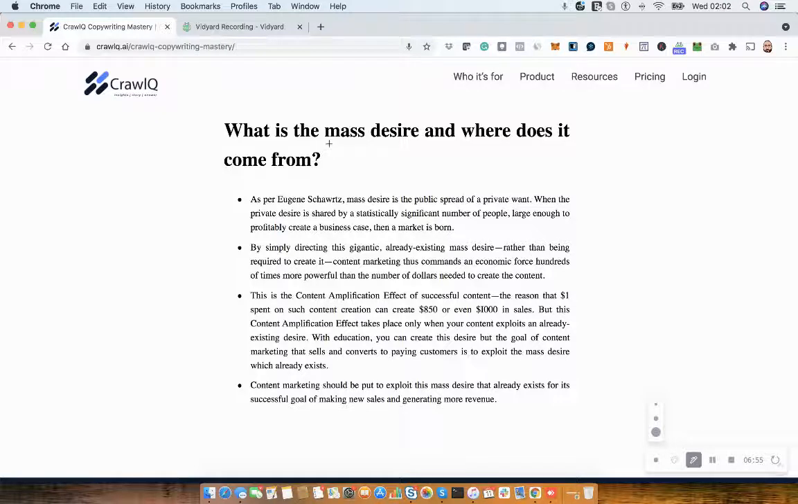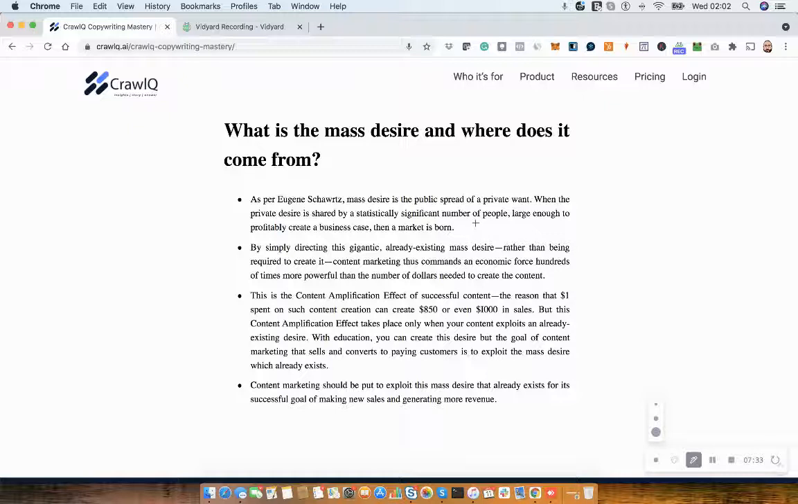So, guys, the next question that you might be asking is, what is mass desire and where does it come from? As per Eugene Schwartz, mass desire is the public spread of a private want. This is important to understand. When the private desire is shared by a statistically significant number of people, large enough to profitably create a business case, then a market is born.